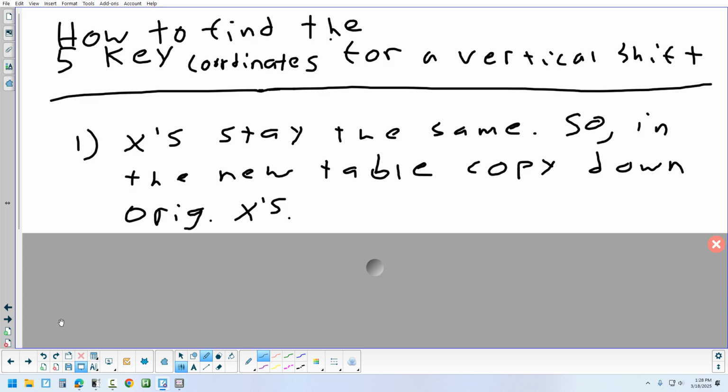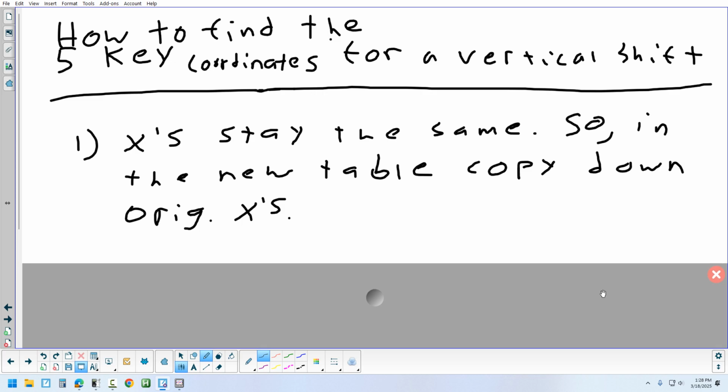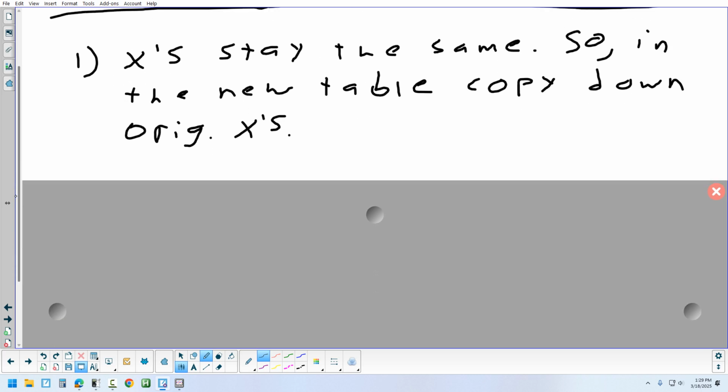What are my original x's for sine or cosine? 0, pi over 2, pi, 3 pi over 2, 2 pi. Yep. And those are going to be the x's for every problem in tonight's homework. All right, so x's stay the same. All the y's are going to change.